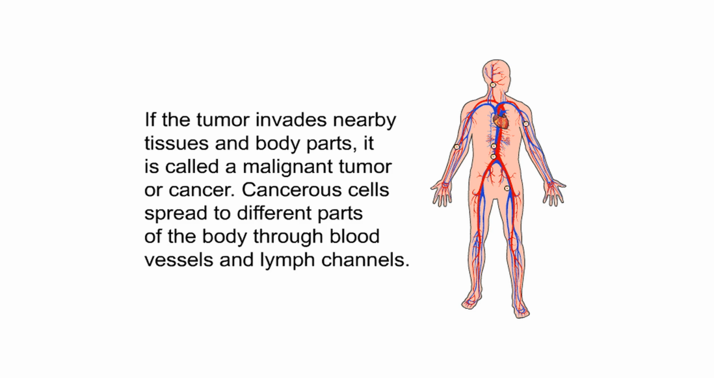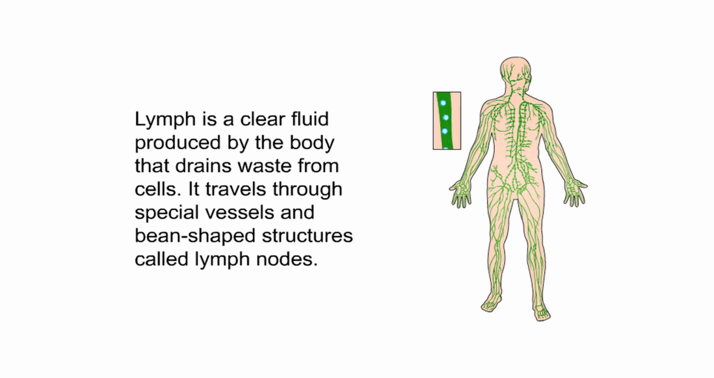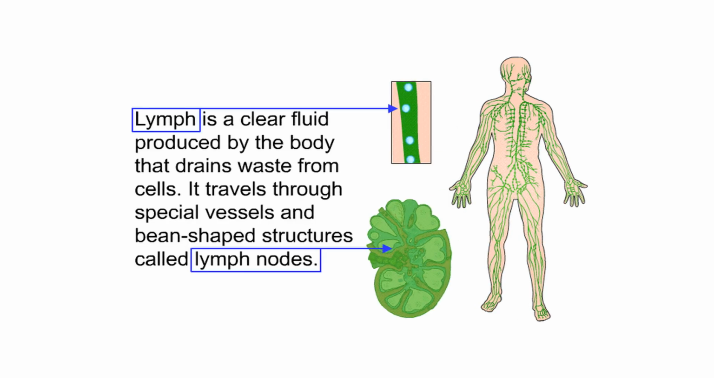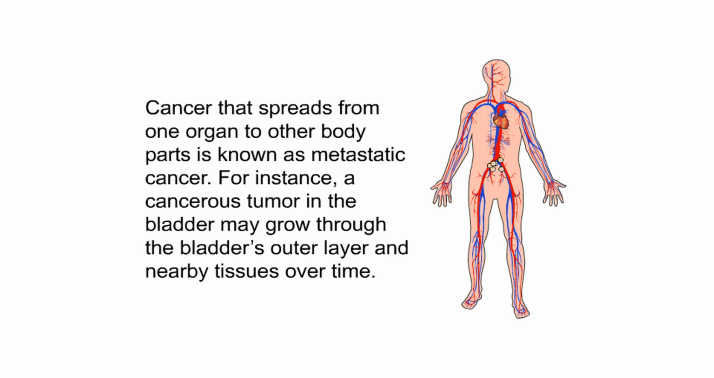Cancerous cells spread to different parts of the body through blood vessels and lymph channels. Lymph is a clear fluid produced by the body that drains waste from cells. It travels through special vessels and bean-shaped structures called lymph nodes. Cancer that spreads from one organ to other body parts is known as metastatic cancer. For instance, a cancerous tumor in the bladder may grow through the bladder's outer layer and nearby tissues over time.